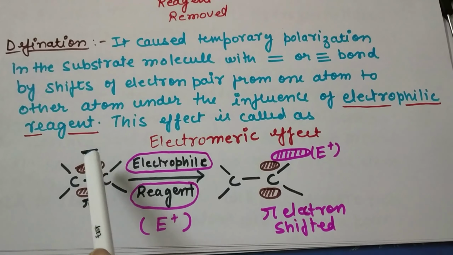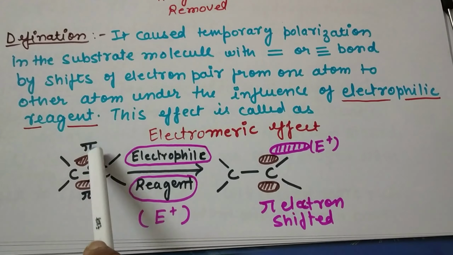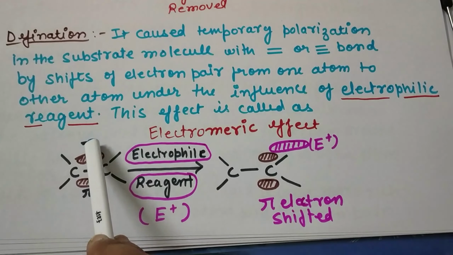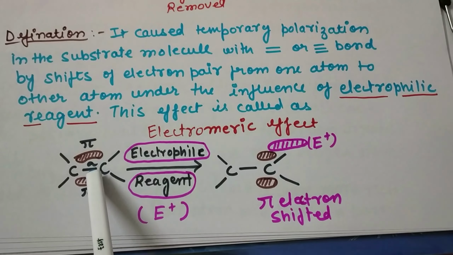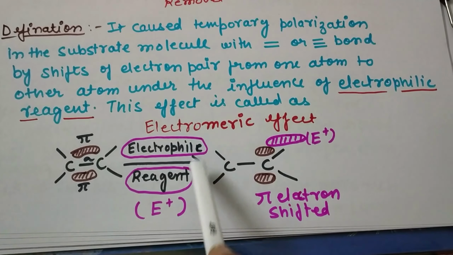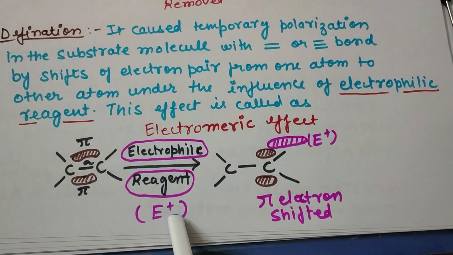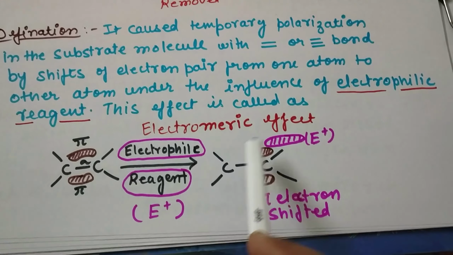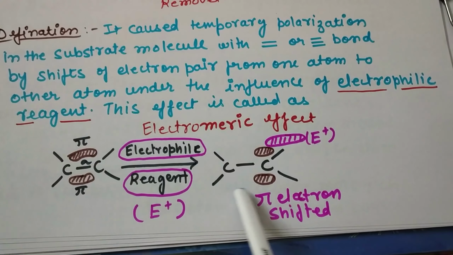This is the carbon and this is the pi electron. Pi electrons means the other bond of the double bond. So here this is the sigma electron and this is the pi electron. The pi electron will form the other bond, so one bond is a sigma bond and another is a pi bond. So here is the electrophilic reagent, plus E. Plus E means the electrophilic reagent which has electron deficiency. So here you can see the electromeric effect is shown by this compound.